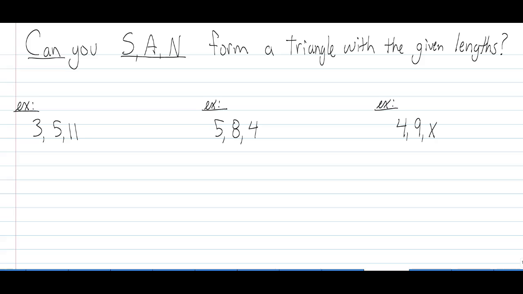Okay, a variation on the previous problems is not to find the value of the third side of the triangle, but given three sides, could you sometimes, always, or never form a triangle with those lengths? As I look at these, I have three numbers. It's clear that 11 is the largest, and if I check, is 3 plus 5 greater than 11? Well, no, it's not, so this could never make a triangle.